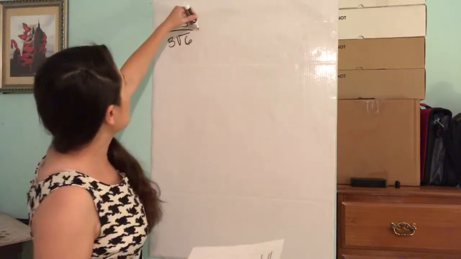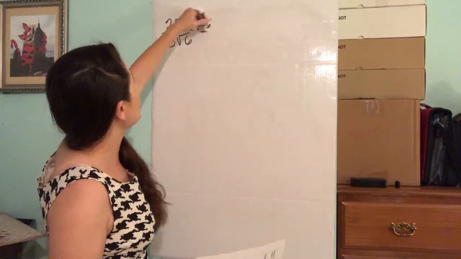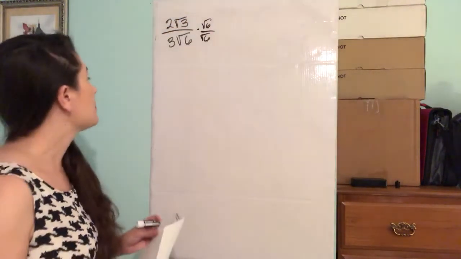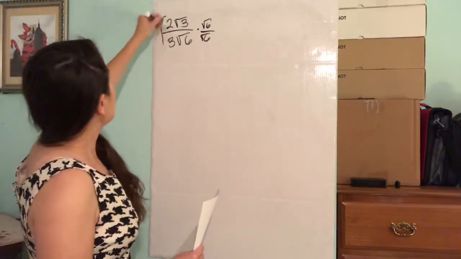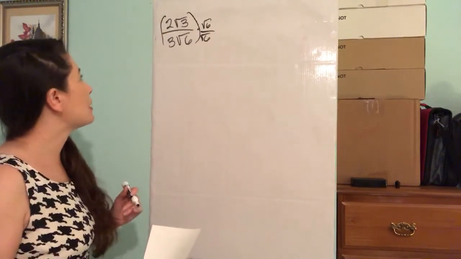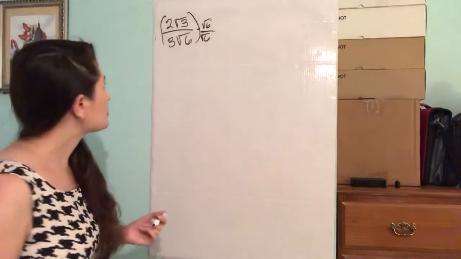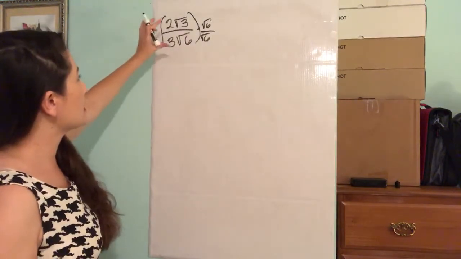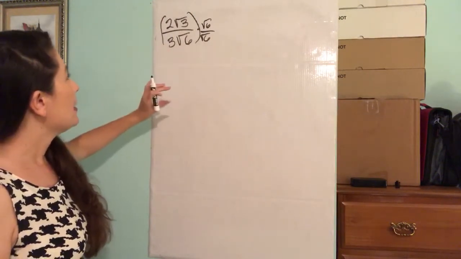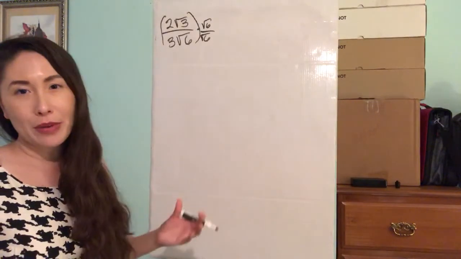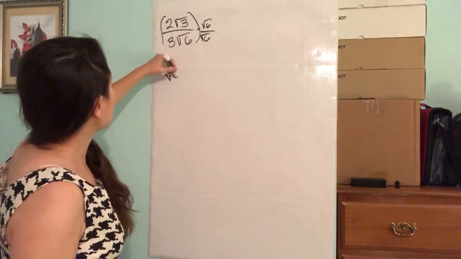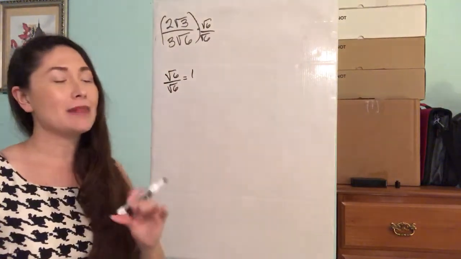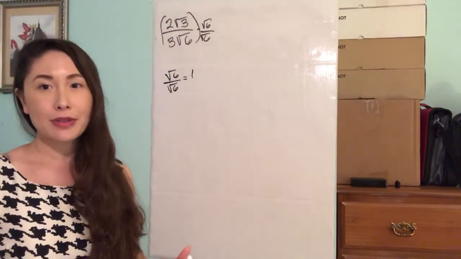What we can do is we can multiply both top and bottom by the radical square root of 6, right? And if you haven't been taught this before, you might be wondering, why do we do that? Or why is that okay? All we're doing is we're taking this quantity and multiplying it by 1. Because square root of 6 over square root of 6 is equal to 1. Any number divided by itself is equal to 1.